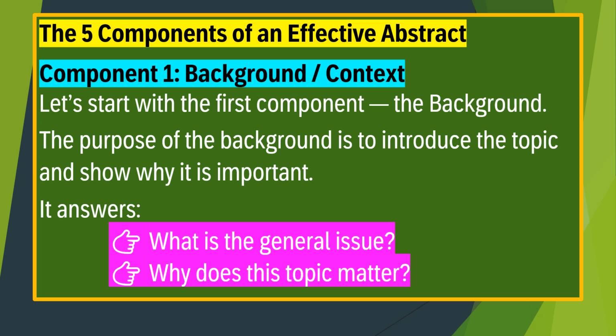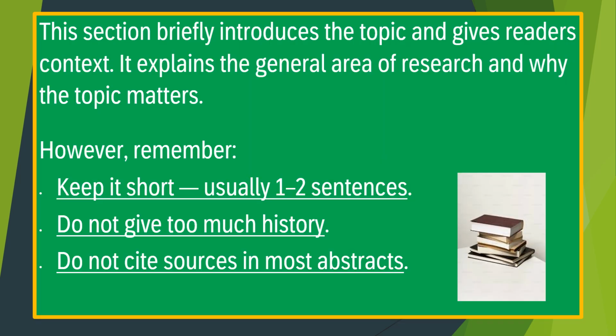Component 1, Background/Context. Let's start with the first component, the background. The purpose of the background is to introduce the topic and show why it is important. It answers, what is the general issue? Why does this topic matter? This section briefly introduces the topic and gives readers context. It explains the general area of research and why the topic matters. However, remember, keep it short, usually 1 to 2 sentences.